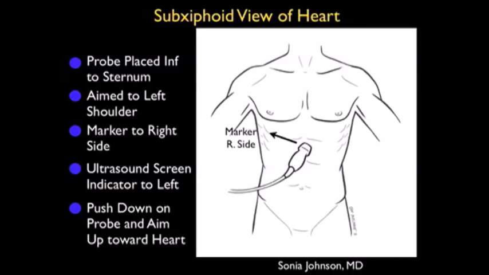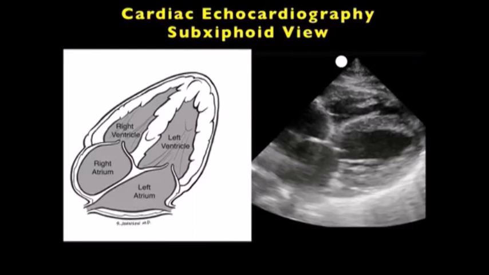Now it's very important to put your hands on top of the probe and really push down and up to get the good imaging plane underneath the sternum, to make the angle to get a good view of the heart from this plane. Let's now take a look at the image that you'll obtain from the subxiphoid view of the heart. Here's a pictorial to the left and an ultrasound image to the right.